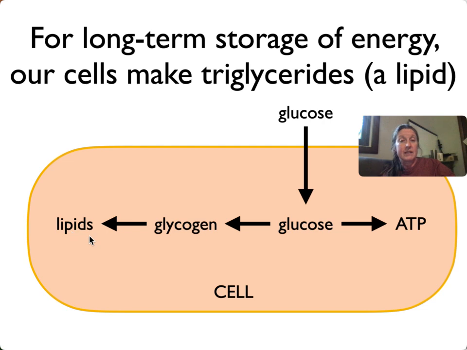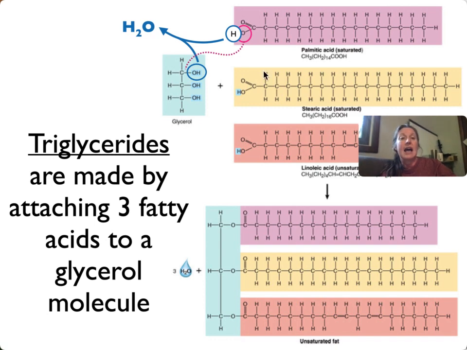These lipids that are used for long-term storage are called triglycerides. And the reason is that triglycerides are made of three fatty acids. That's the tri. And those three fatty acids are attached to a molecule known as glycerol. That's the glycer part of the triglyceride. Glycerol is a very simple molecule. It's three carbons and it has three hydroxyl groups.